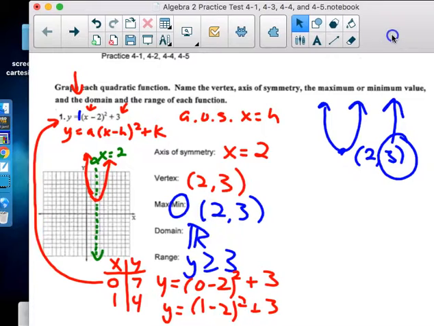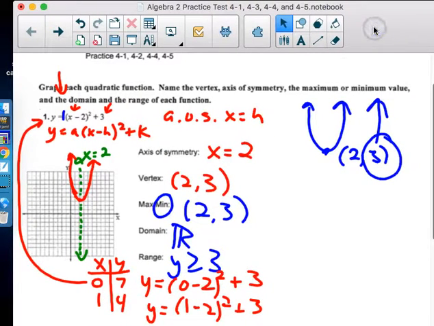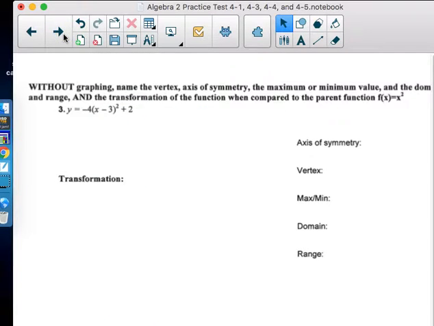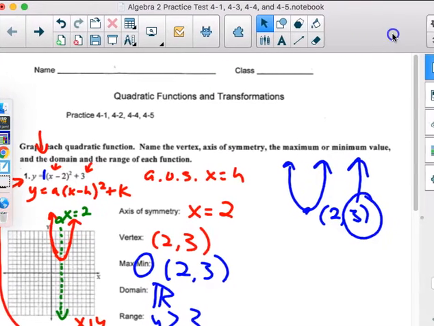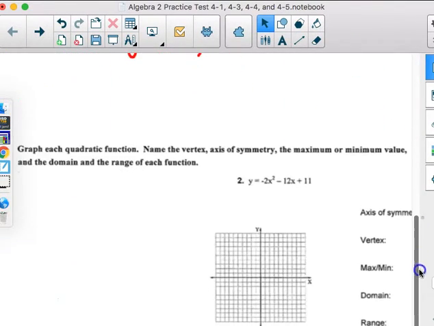So that was vertex form. Now they don't all come in vertex form. y equals a times the quantity x minus h squared plus k. So, I must have put that down here below. There it is.